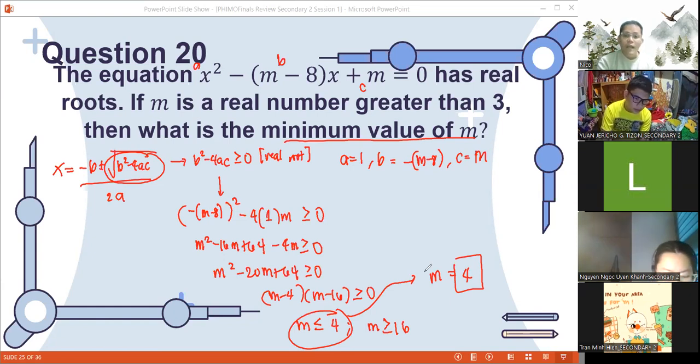Take note, you can have the value of 3, right? But then it should be greater than 3. So M is equal to 3 is not correct. It should be M is equal to 4.